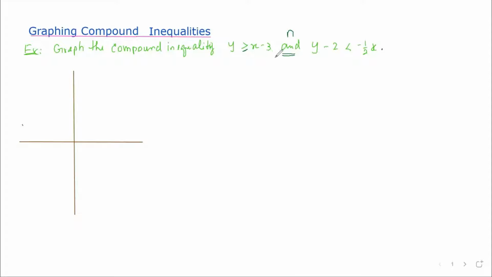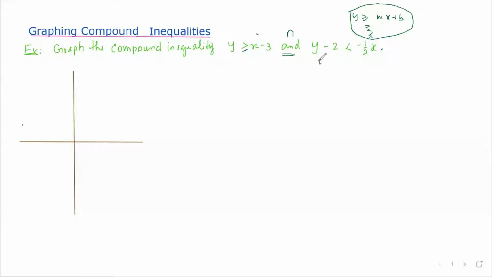I will simplify it into a pattern, like y less than or greater than mx plus b, or less than or equal. So I make it in this pattern: move one y to one side and the other terms to the other side. This one is already in the pattern, so I leave it that way, but this one is not yet.